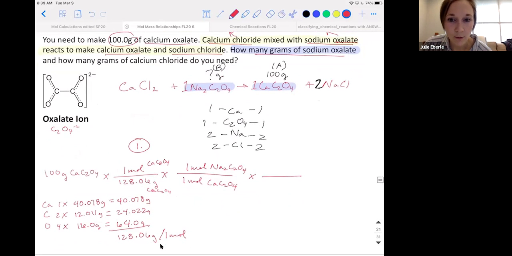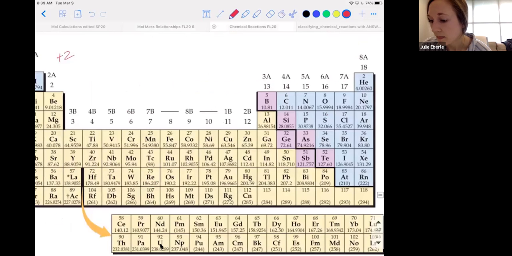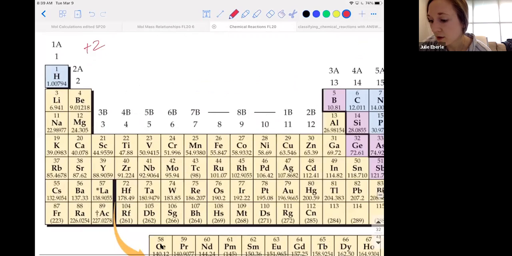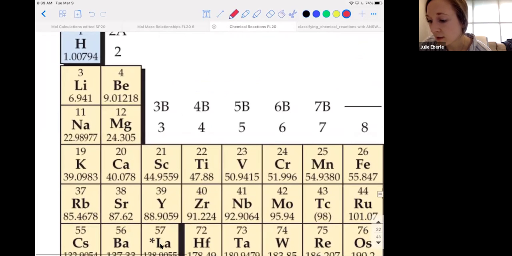For step number 3, we've got to plug in the molar mass of our other compound, sodium oxalate. So we've also got to calculate the molar mass of sodium oxalate. I'm going to jump back over to the periodic table to get the number for sodium, which is 22.99. If you use 23.0, your answer will still be counted correct. So let's just use 23.0 for sodium.